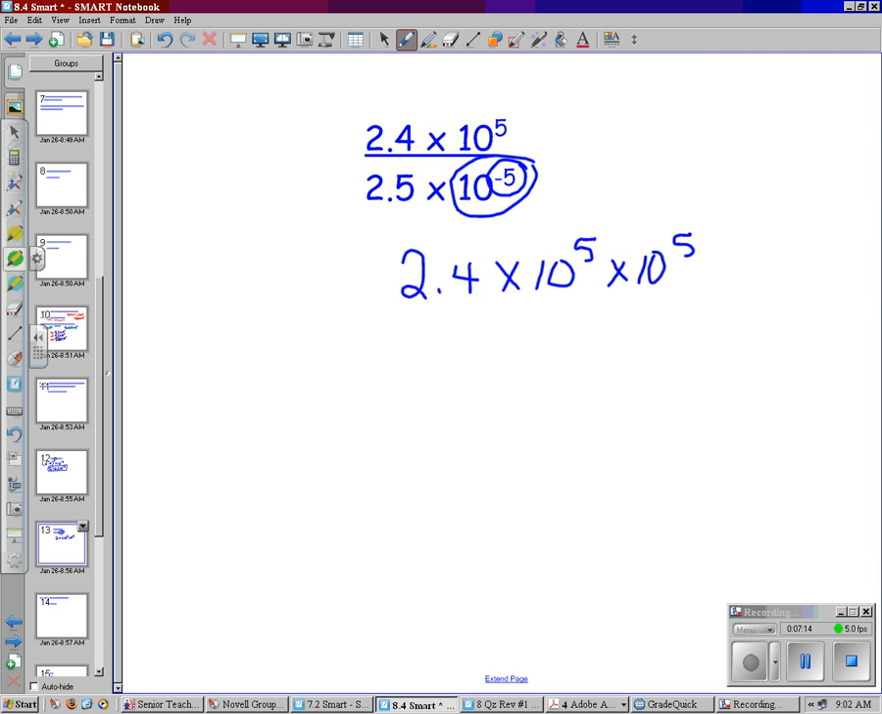So it becomes 10 to the 5th, and in the denominator, I still have the 2.5. I haven't done any other math except move that 10 to a power up to the top. It becomes the opposite exponent of what it was. What if that were a positive exponent in the denominator? What would it be when you move it up? Negative. Awesome.